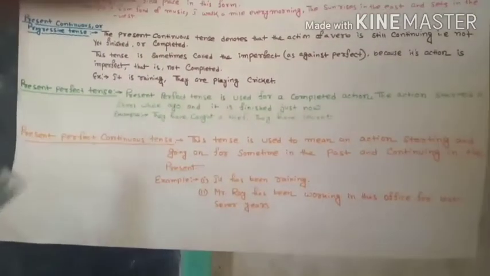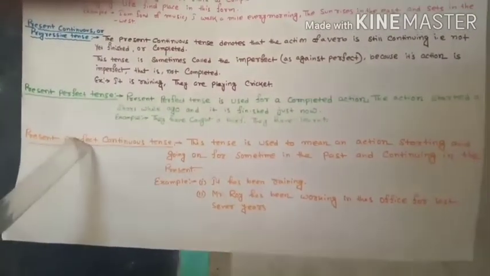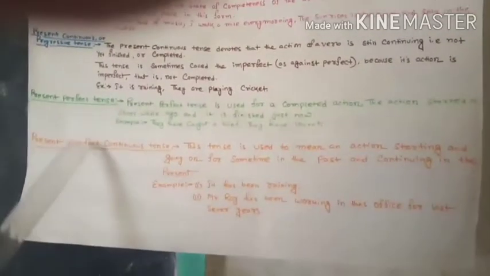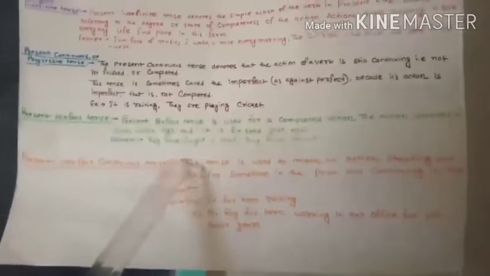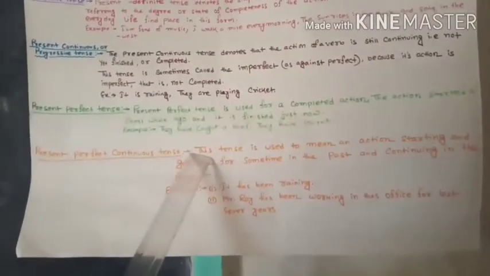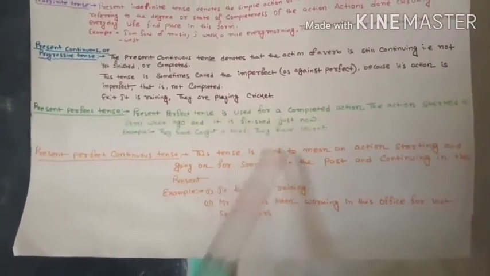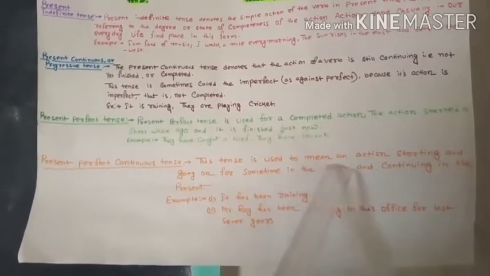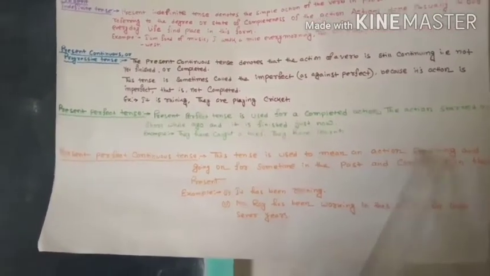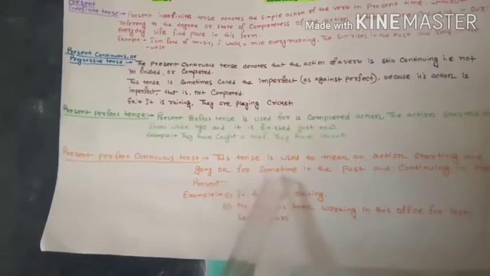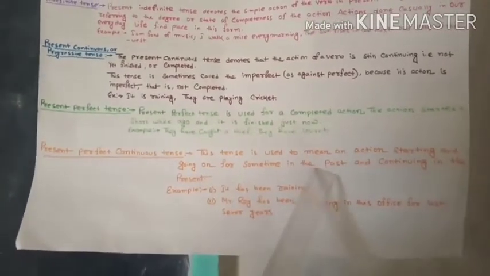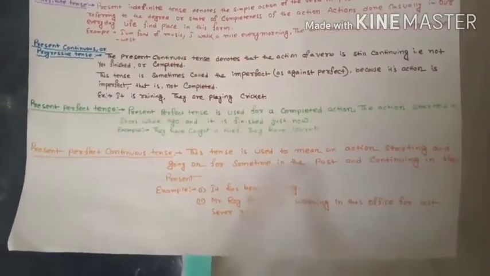So now come to the fourth one. It is present perfect continuous tense. So what do we mean by present perfect continuous tense? The definition is: present perfect continuous tense is used to mean an action starting and going on for some time in the past and continuing in the present.